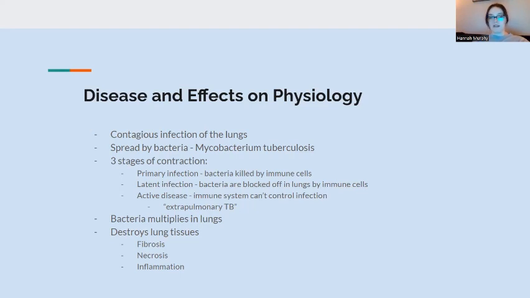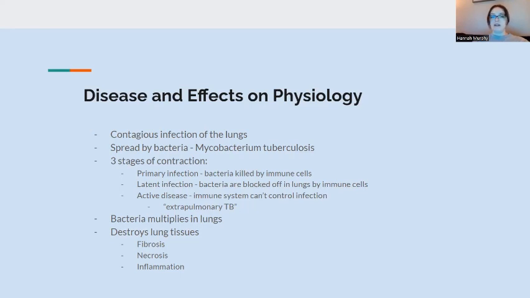The active disease can actually happen months after the primary infection occurs. And this happens when the immune system can't control the infection anymore. And that's where you get the coughing up blood, the general characteristics of tuberculosis.